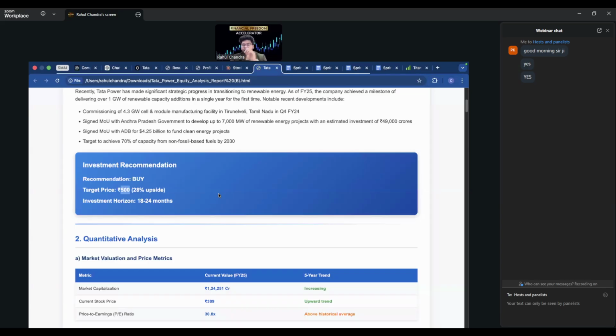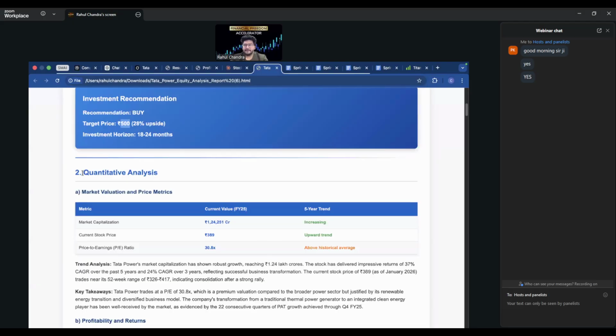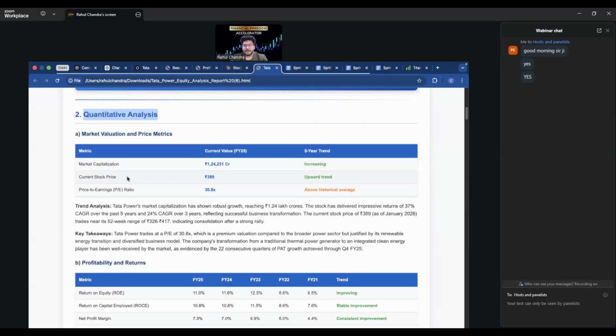Let's break it down, because that is where the real magic happens. You don't need to look at any number, you don't need to do any calculation, it does it for you. So we have a proper segment where it does all the quantitative analysis: market cap, current stock price, the PE ratio.